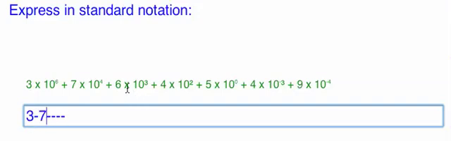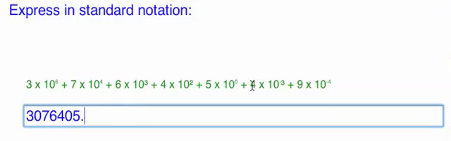So it's followed by 6 times 10 to the 3. So the 6 is followed by 3 spaces. 4 times 10 to the 2, the 4 goes here. And then 5 times 10 to the 0, so 5 is followed by 0 spaces. So all these blanks become zeros. Okay, and the decimal point goes there.